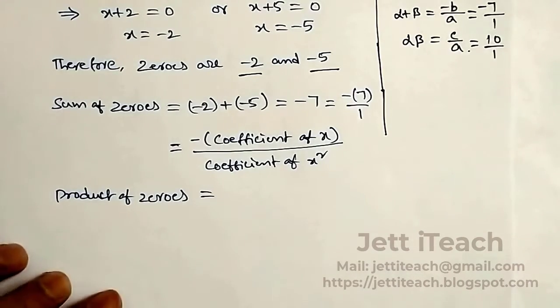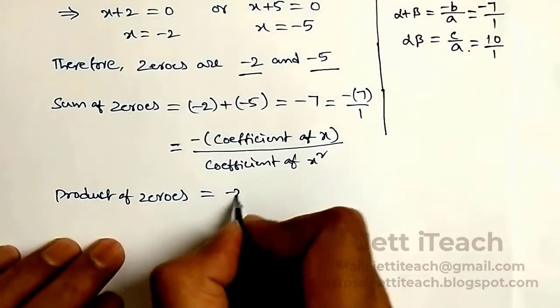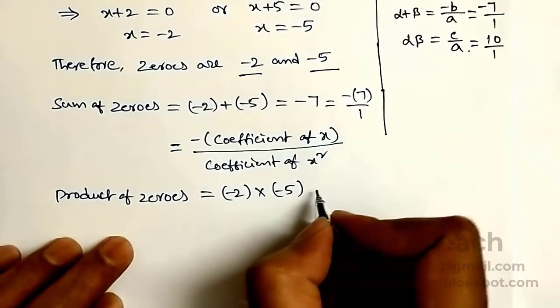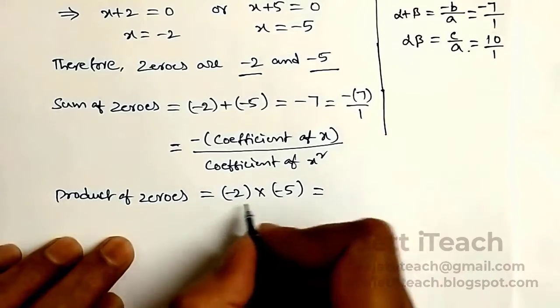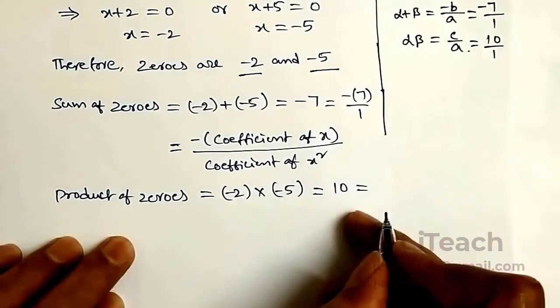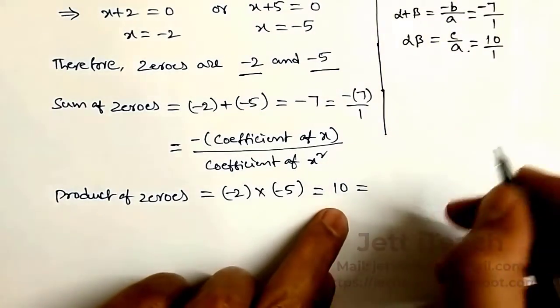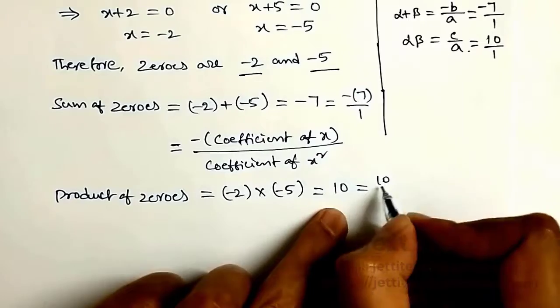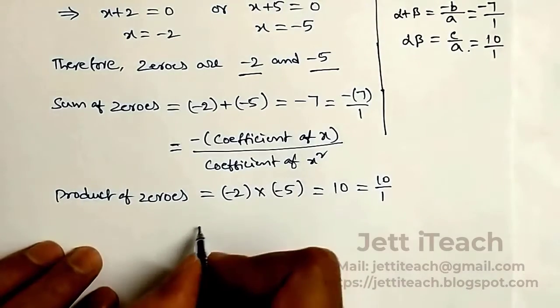Okay, what's the product of zeros? Minus 2 into minus 5 equal to 10. Minus minus plus, 2 into 5, 10. How can we write 10? 10 by 1. Here I wrote, right? Product of zeros, 10 by 1.